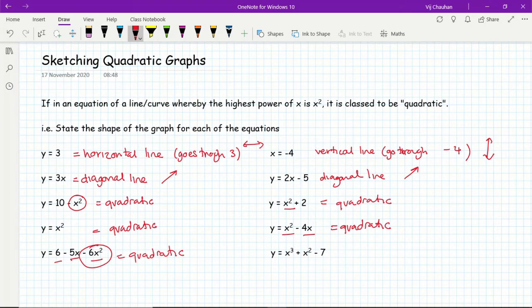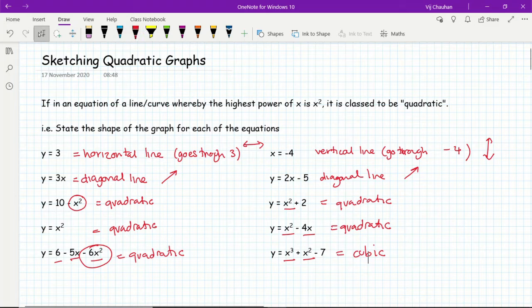And then for this one here, we've got x squared, but we've also got x cubed. Because x squared isn't the highest power of x, x cubed is, it's what's called a cubic graph, or a cubic equation. So any equation where you can see an x squared and that's the highest power of x you've got, it's going to be a quadratic.